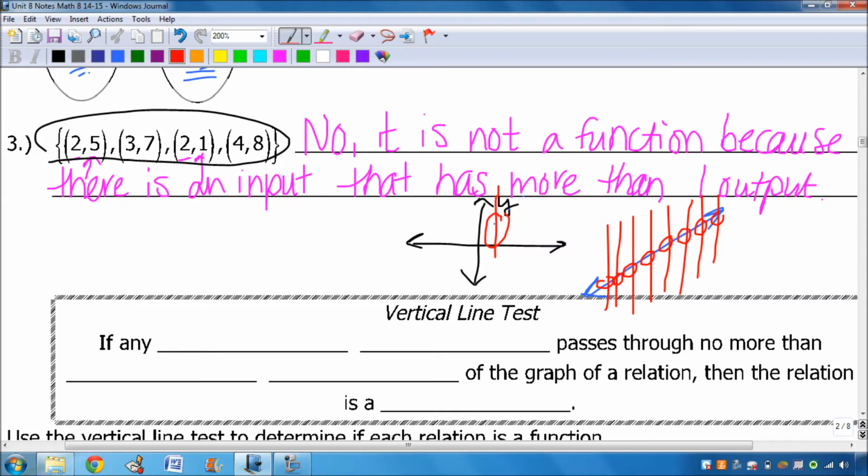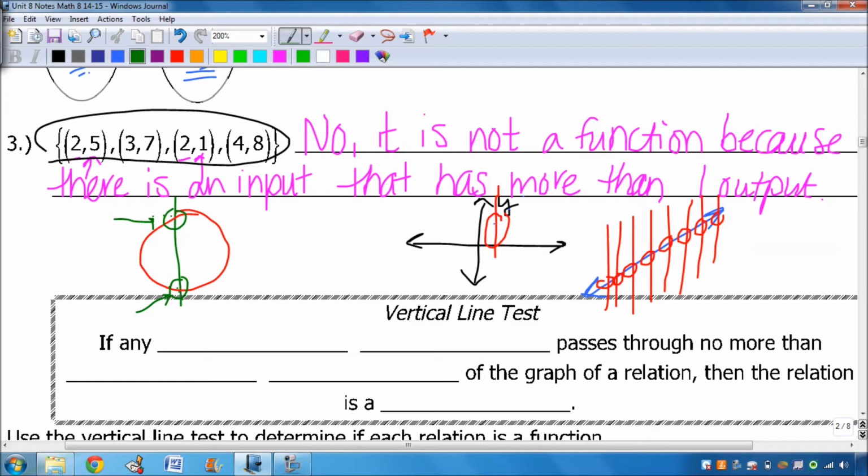Now, another example of something that may not be a function would be like a circle. If I were to take a circle and draw a straight line through it, it crosses in two places. So this is not a function because each input, each x value right here, has more than one output. It has two different y values.